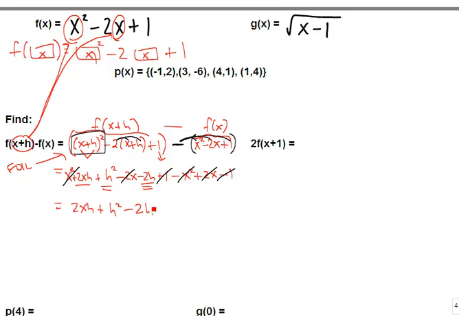And this is a very common thing that will happen. If you're doing this correctly, all of your terms that don't have h's should cancel out, and your final answer should have h terms only. So here's my final reduced answer. I can't do anything further with this because none of these are like terms. So here's our final answer.